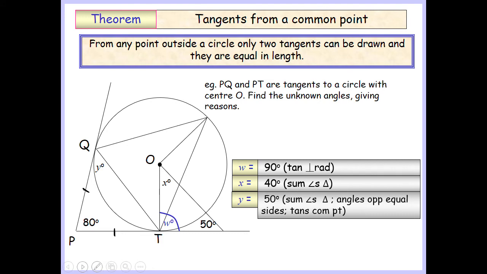I would actually break this up. I would start by saying PQ is equal to PT, tangents from the same point.